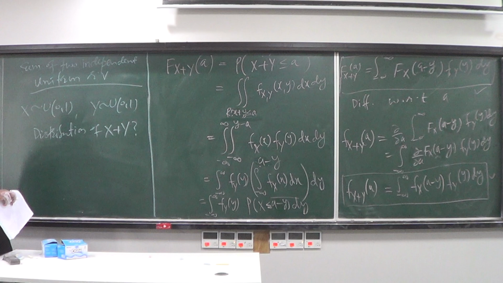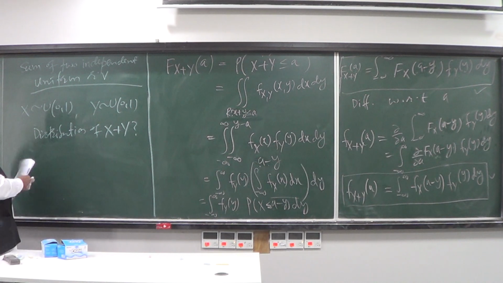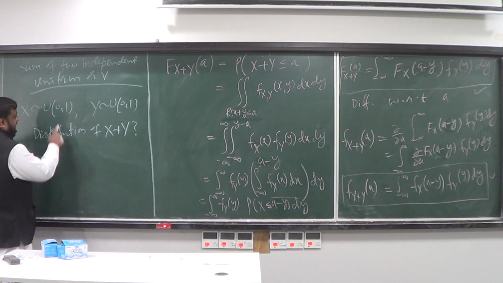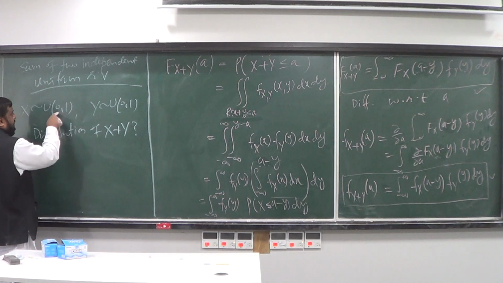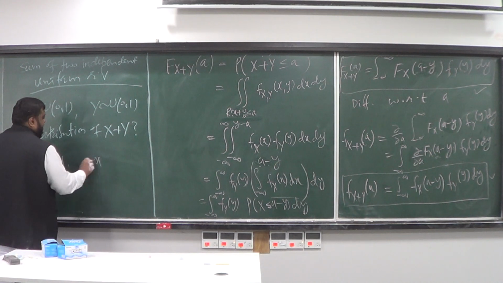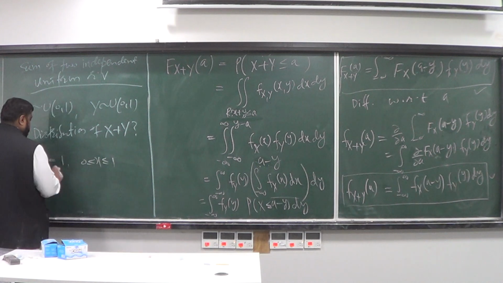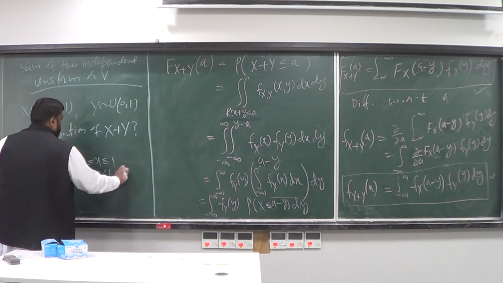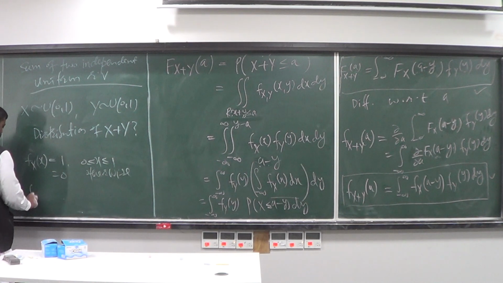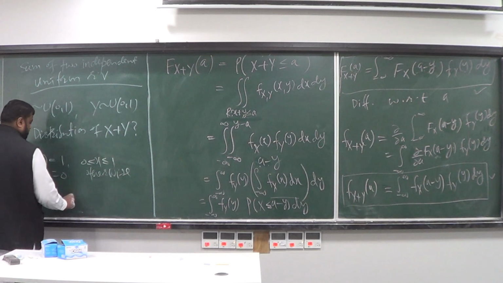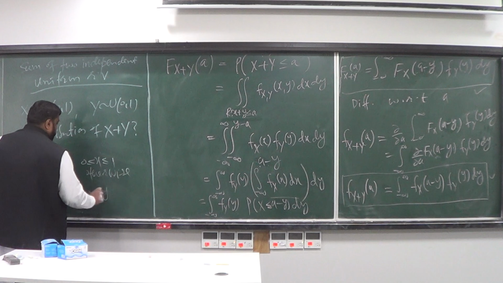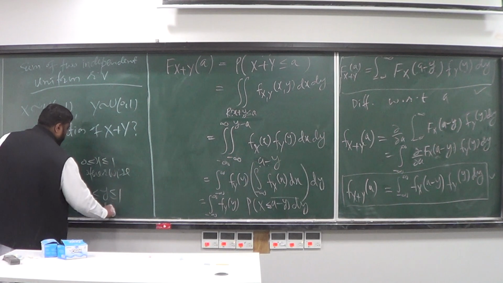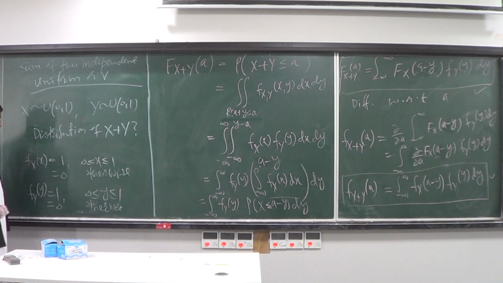In order to compute it, I need to know the four quantities. So what is fx, for example? fx of x is going to be 1 over 1 minus 0, so it's going to be 1 when x is between 0 and 1, and 0 otherwise. And fy of y is 1 when y is between 0 and 1, and it's equal to 0 otherwise. So this is what it is going to be.